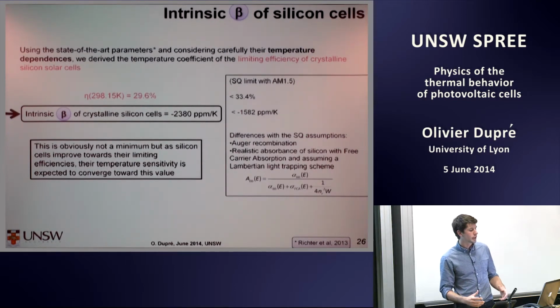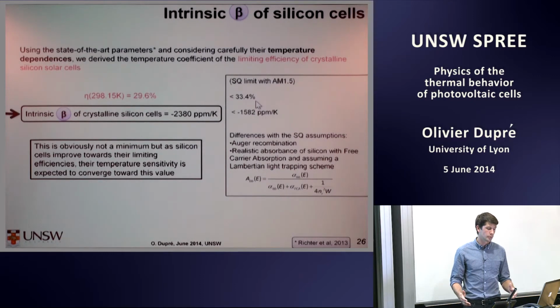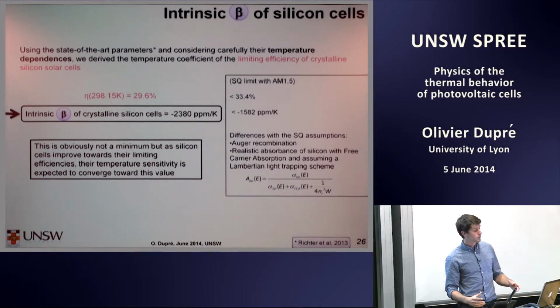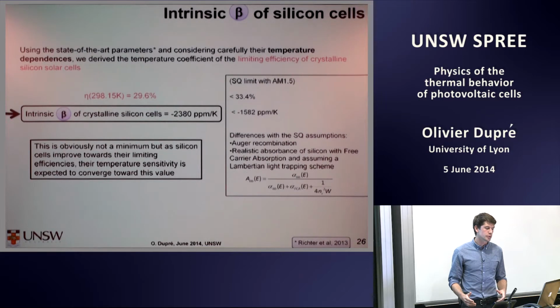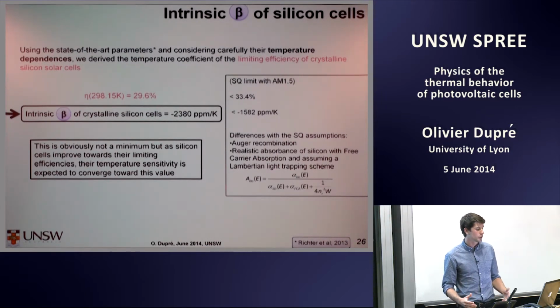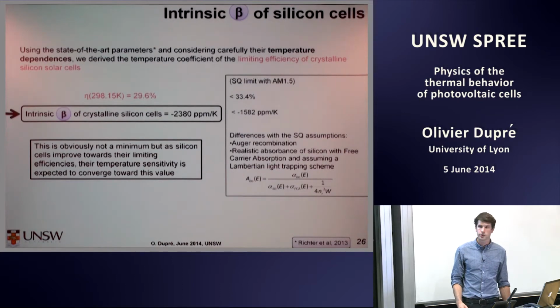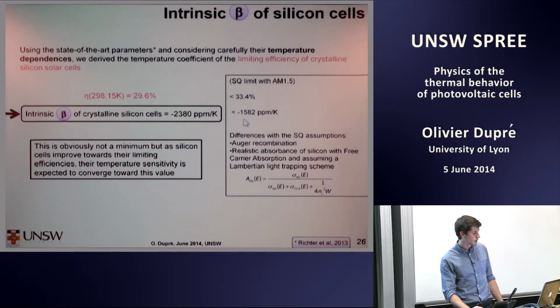So we are considering a realistic absorbance here, and this explains why the limiting efficiency of a crystalline device is lower than the Shockley-Queisser limit for the same band gap. And from the state-of-the-art parameters, considering carefully their temperature dependence, we've derived an intrinsic value for the temperature coefficient of crystalline silicon solar cells that you can see right here.